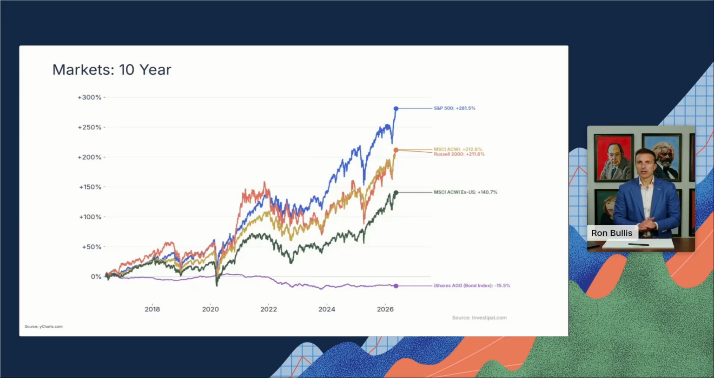Now, I mentioned here, keep your eye on the purple line at the bottom of the chart. You'll notice a theme. Essentially, equities have absolutely dominated and outperformed the aggregate bond index.